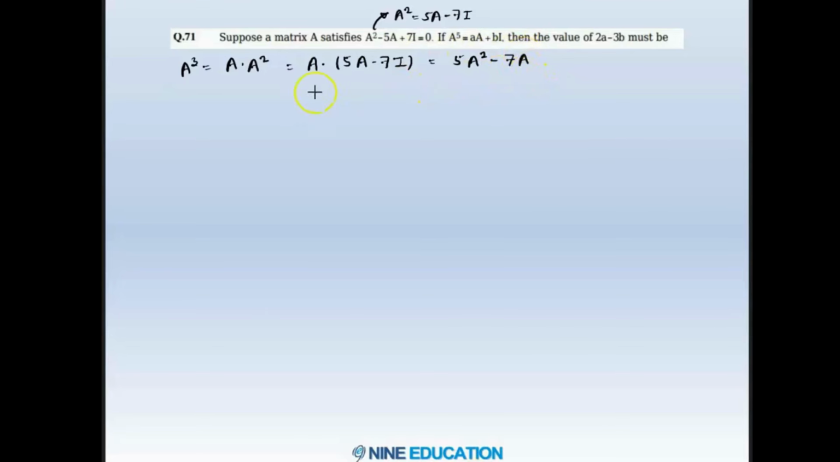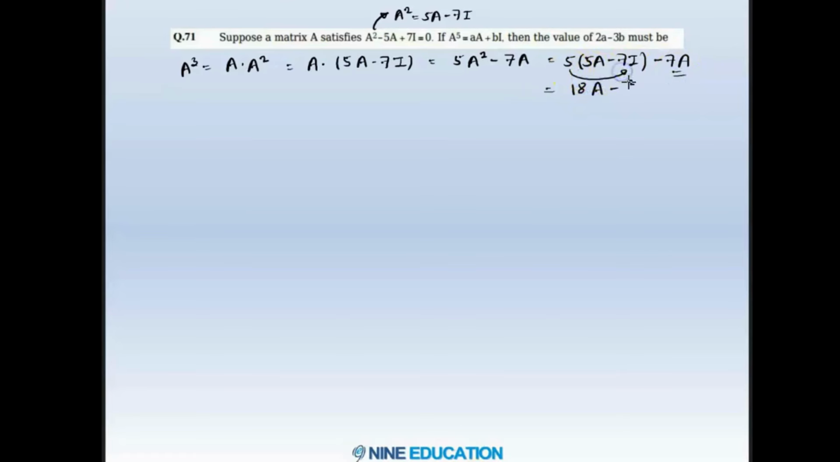And again we can repeat the same process. In place of A square we can again use 5A minus 7I and minus 7A, and this is going to give us 5 into 5 25A minus 7A at the end, that is 18A minus, and then this 5 into 7, so we are having minus 35I. So this is the value for A cube matrix. We have got A cube as 18A minus 35I.